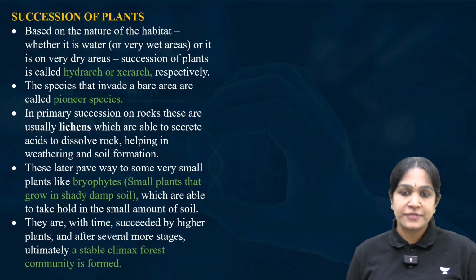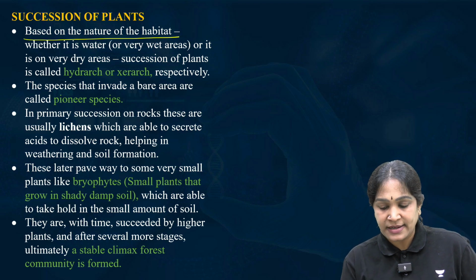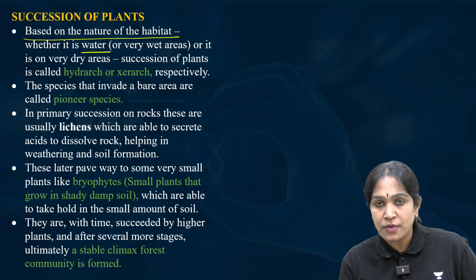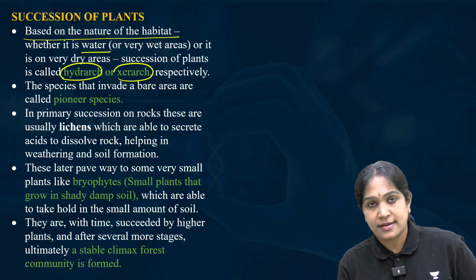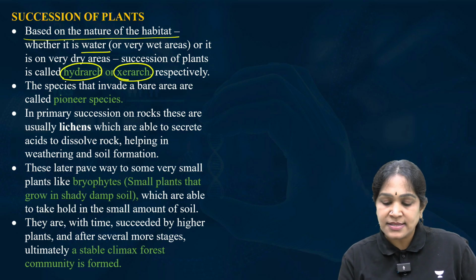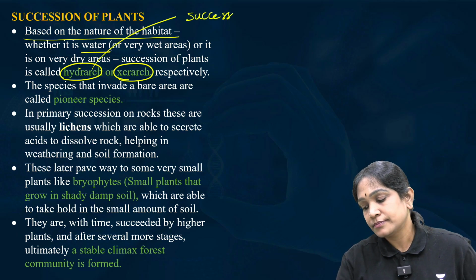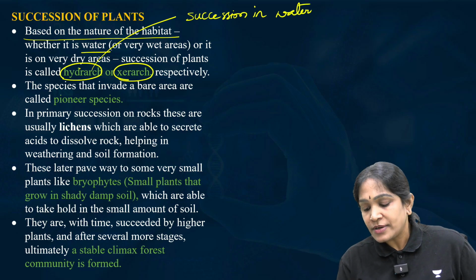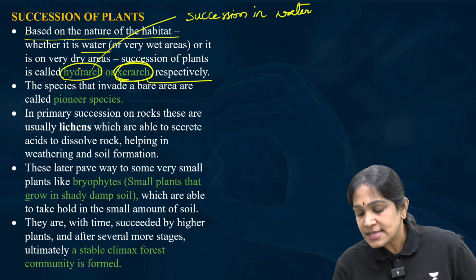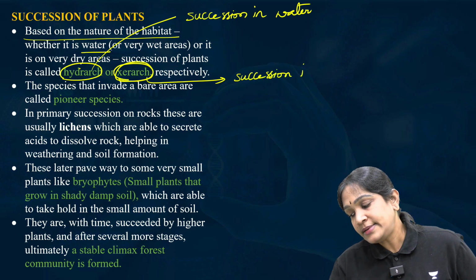Now, succession of the plants. Based on the nature of habitat, whether it is water, okay, or desert, we call the succession as hydrarch, xerarch. What is hydrarch? This is succession in water. What is xerarch? This is succession in desert.